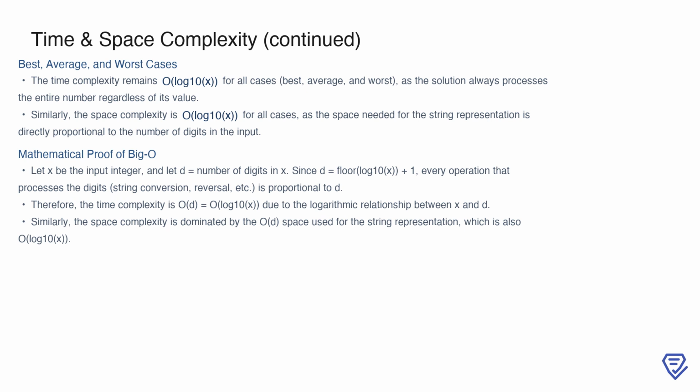To further solidify this, we can consider the mathematical foundation of the big O analysis. Let x represent the input integer, and let d be the number of digits in x. Since d is defined as floor(log10 x) plus 1, any operation that involves processing the digits, such as string conversion, reversal, or integer conversion, is proportional to d. Consequently, the time complexity is O(d), which simplifies to O(log10 x), due to the logarithmic relationship between x and d. Similarly, the space complexity is also O(d), or equivalently O(log10 x), as it is determined by the string representation of the number.